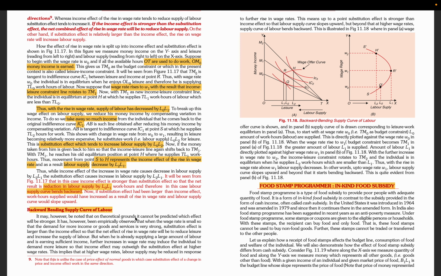It may, however, be noted that on theoretical grounds, it cannot be predicted which effect may be stronger. It has, however, been empirically observed that when the wage rate is small, so the demand for more income, or goods and services, is very strong, the substitution effect is larger than the income effect. So the net effect is, a rise in wage rate will reduce leisure and increase the supply of labor.